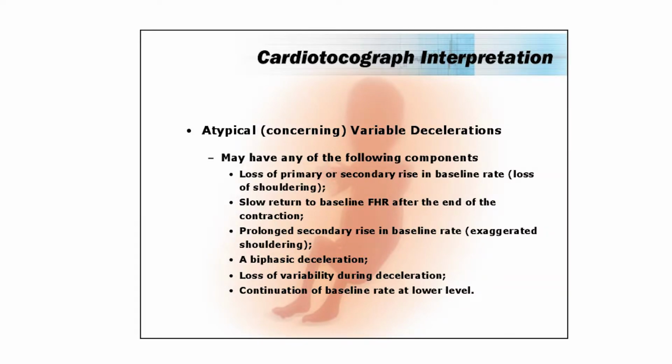Loss of variability during the deceleration. Even during that period of variable decelerations I showed you, the variability was still very good, even at the lowest point of the deceleration. Or continuation of a baseline at a lower rate, much rarer, is where the deceleration goes down and it comes back up, but it comes back up to a level that's lower than the initial baseline.